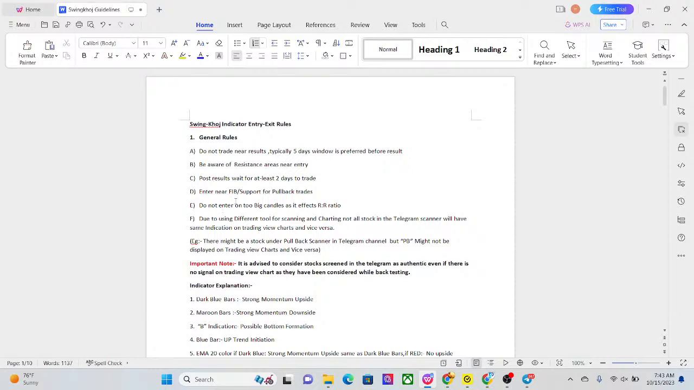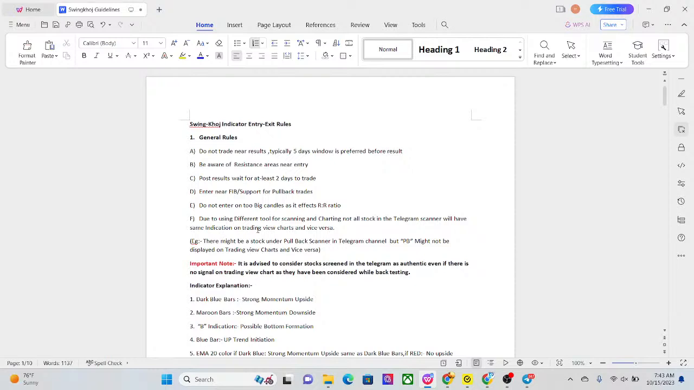Enter near Fib support for pullback trades. We have two pullback strategies. If you are entering near a support level or some Fibonacci retracement levels, the chances are better that the trade could do well. Do not enter on two big candles as it affects the risk reward ratio. If there are big candles, avoid entry. Wait for a pullback or something on a fresh entry.